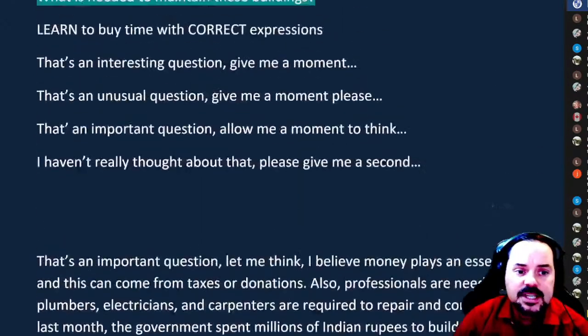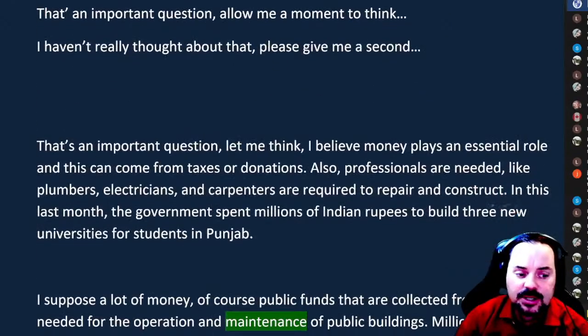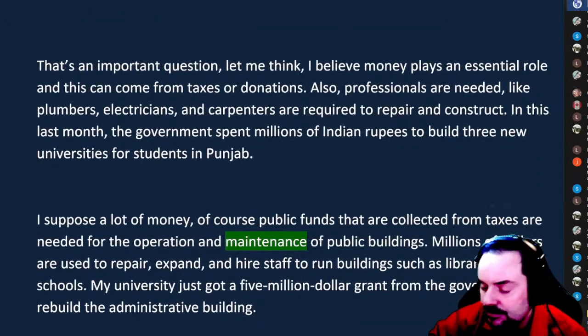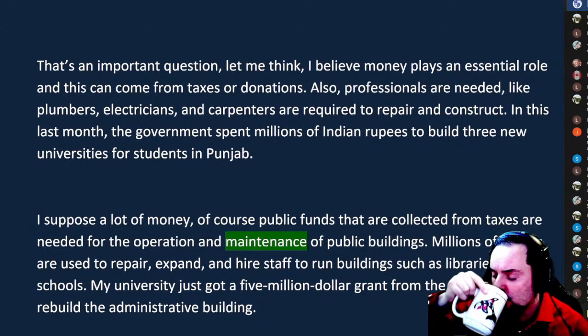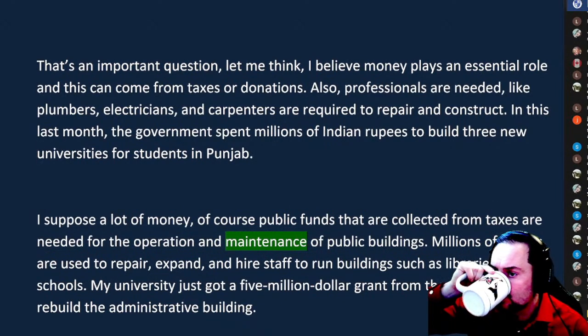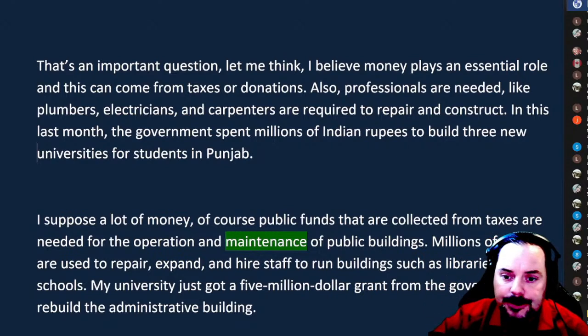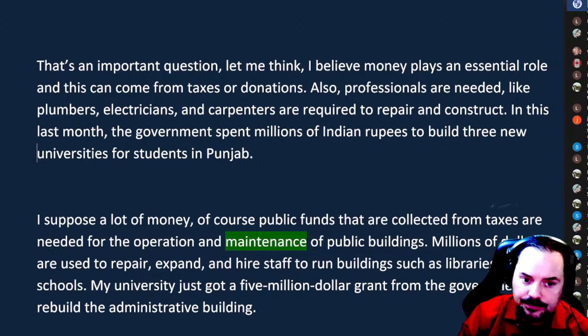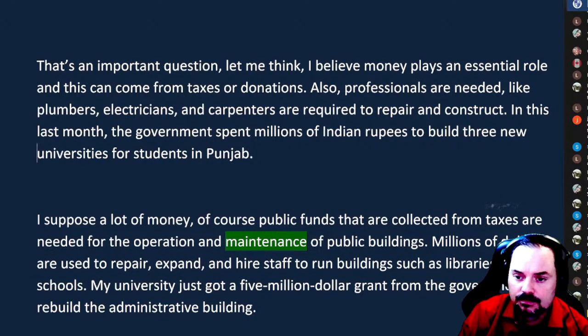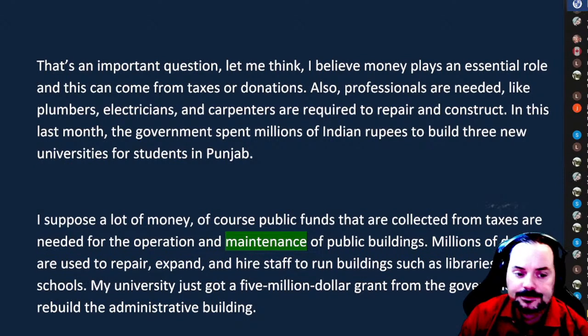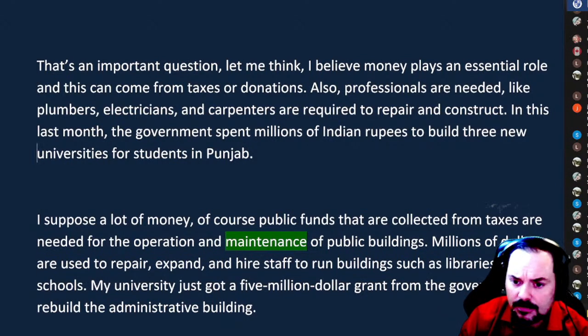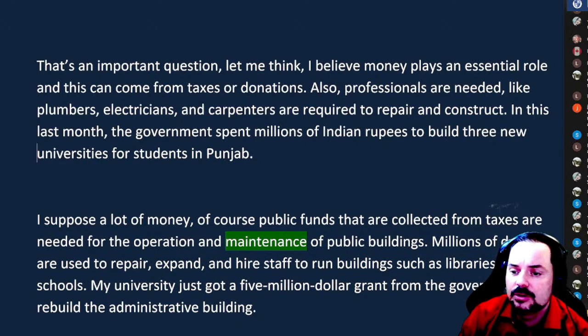So what is needed to maintain these buildings? That's an important question. Let me think. I believe money plays an essential role, and this can come from taxes or donations. Also, professionals are needed, like plumbers, electricians, and carpenters are required to repair and construct. In this last month, the government spent millions of Indian rupees to build three new universities for students in Punjab. Yeah, perfect. Okay, so that's how you do it.